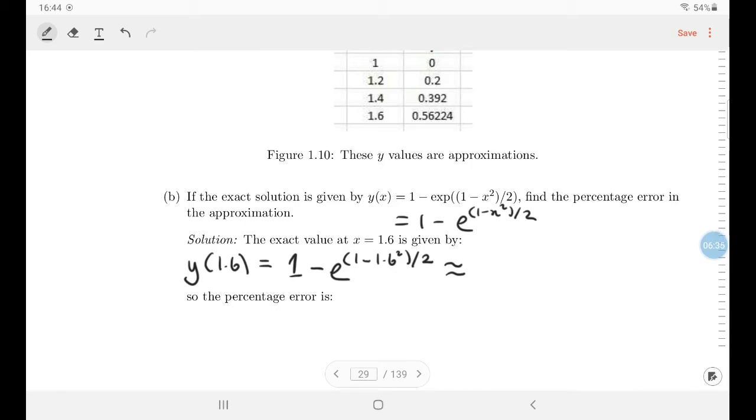So 1 minus e to the power of 1 minus 1.6 squared, divided by 2. I'm bad at using a calculator. And I get, to 5 significant figures, 0.54159. And it's probably good to match the precision. Okay, so the percentage error: remember the error is going to be the difference between the approximation and the true value, over the true value.